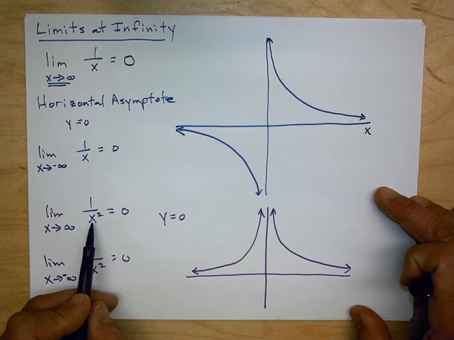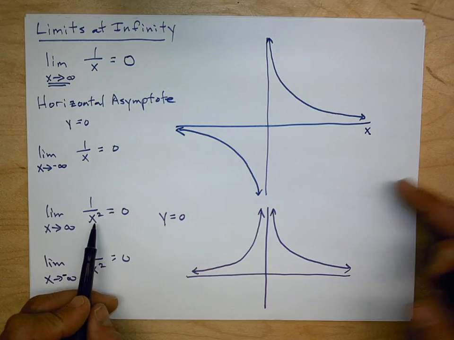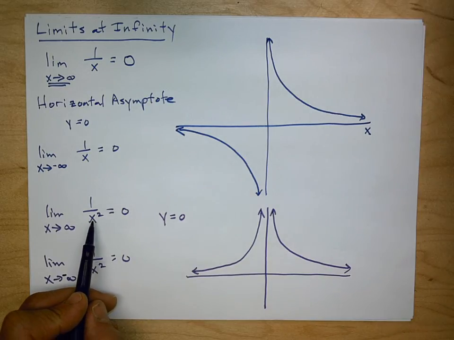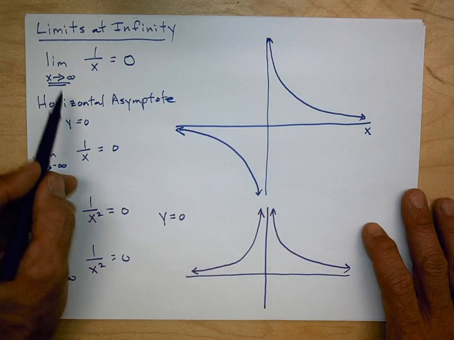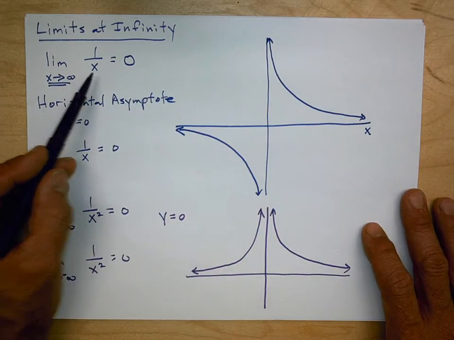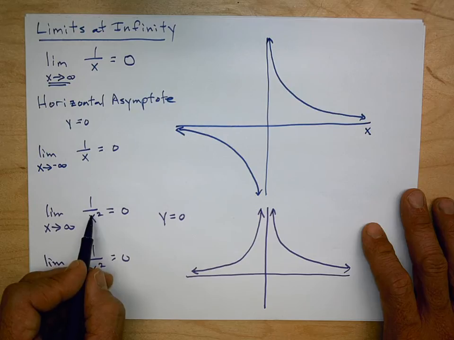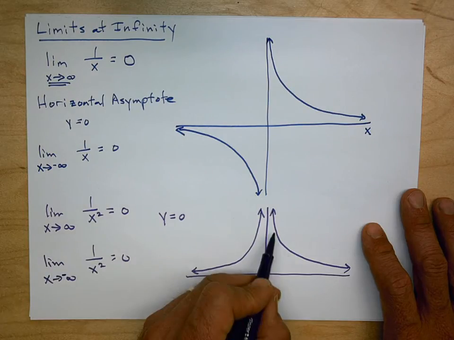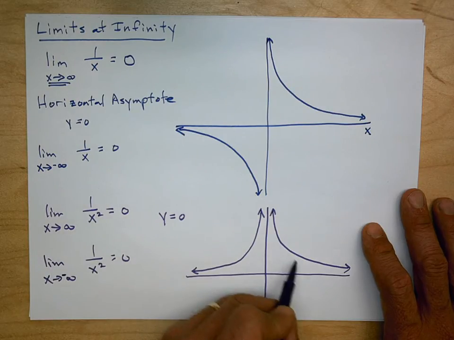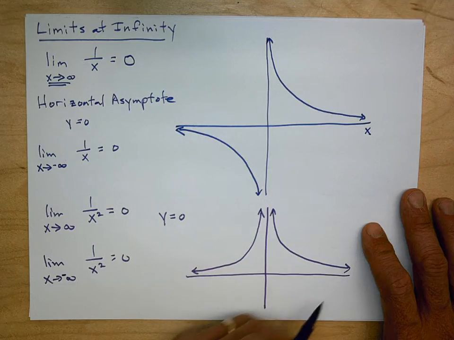Because now if I put in 10 and square it, then I get 100. So already at 10 I'm at 1/100th. Up here I had to go out to 100 to get to 1/100th. So this will go towards 0. It'll get very close to the x-axis very quickly.